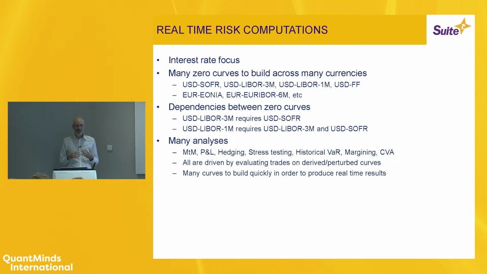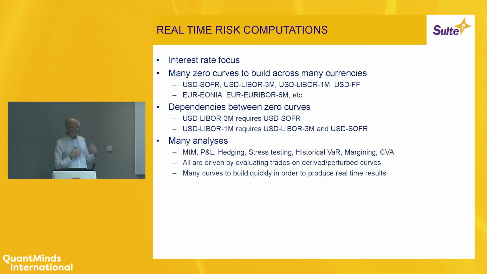The interesting thing is that there are dependencies between these curves. In order to build the 3-month dollar LIBOR curve, we need to already know the SOFR zero curve. And because the 1-month LIBOR curve is quoted using basis swaps between 1 month and 3 months, we need to know both the 3-month LIBOR curve and the SOFR curve before we can compute the 1-month LIBOR curve.